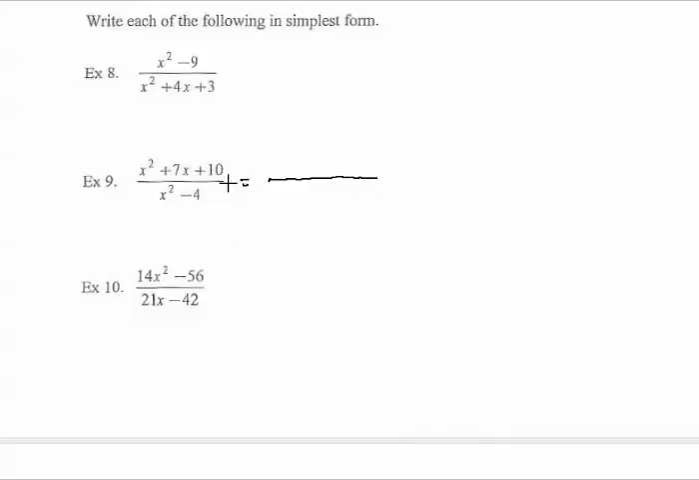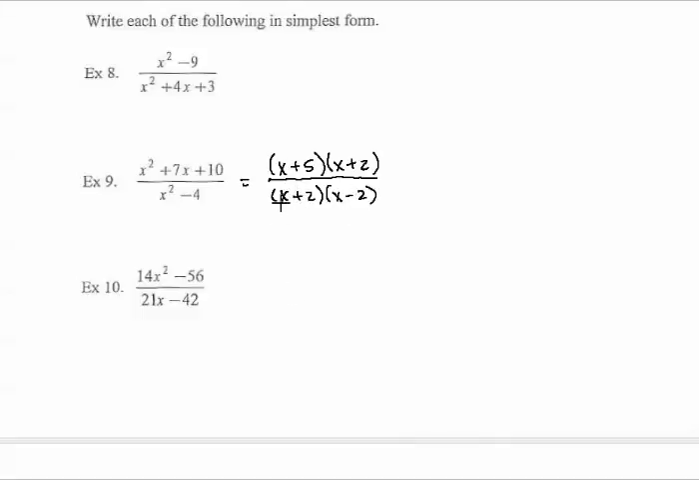So here we go again. Factor the denominator, x plus 2, x minus 2. Factor the numerator, x plus 5, x plus 2. Just to double check these, a 5 times a 2 gives us the 10, and then a 5 plus a 2 gives us the 7. This was the difference of squares, and so we write first square root, second square root, first square root, second square root, and then we just put different signs between the two.